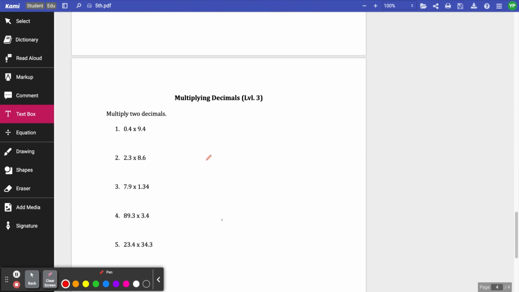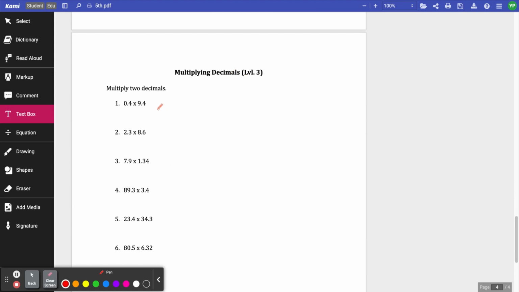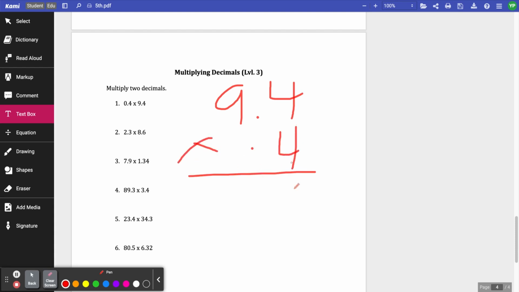And now moving on to the last section, which is multiplying decimals level 3, with 2 decimals. 9.4 times 0.4 is going to be 4 times 4 is 16. 4 times 9 is 36 plus 1 is 37. And since there are 2 decimals, you have to move 2 decimal places over. So basically it becomes 3.76.